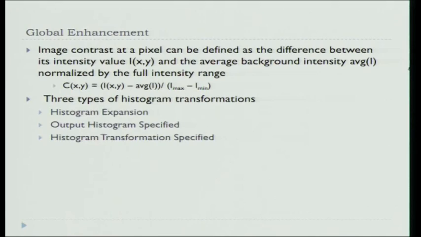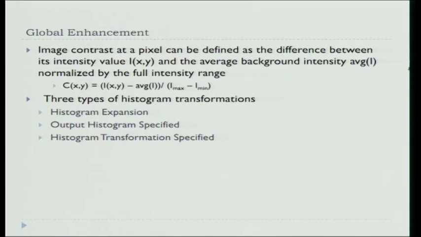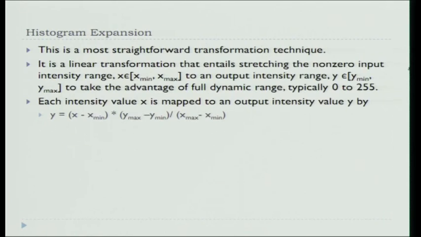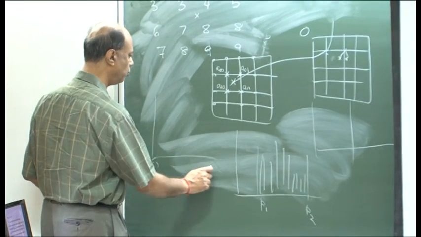Now, this histogram we need to transform very frequently, right? As I told you, I have an intensity level lying between A and B, and I want to get it to C to D. How to do it? There are 3 ways you can do it. One is histogram expansion, another is output histogram specified, and finally histogram transformation specified. What is histogram expansion? This is the simplest one. Say I have a histogram lying between this range P1 and P2. I want the histogram to be not this, but 0 to 255.